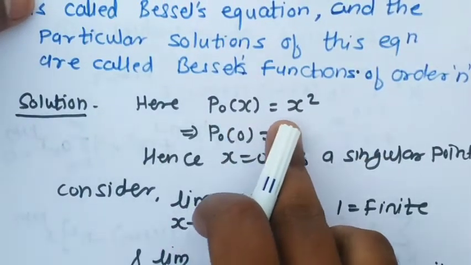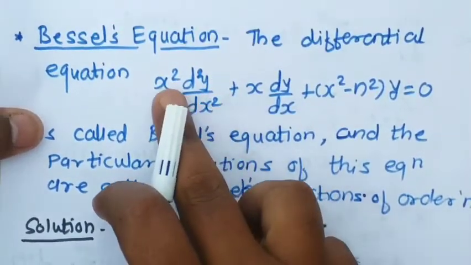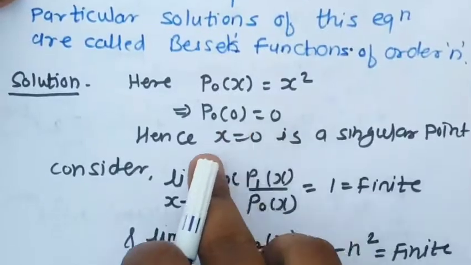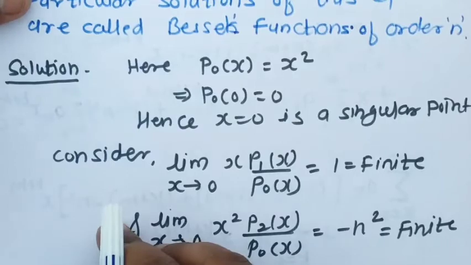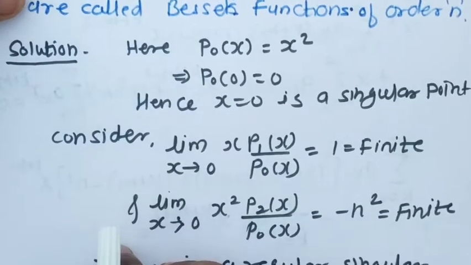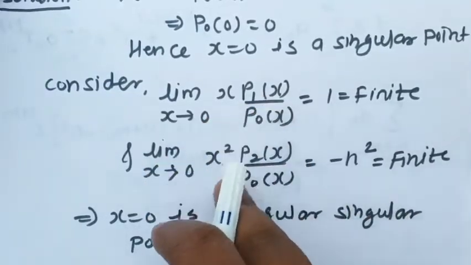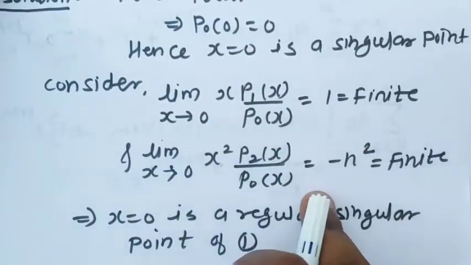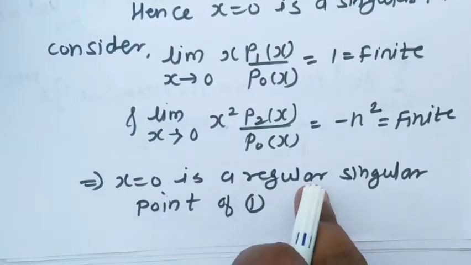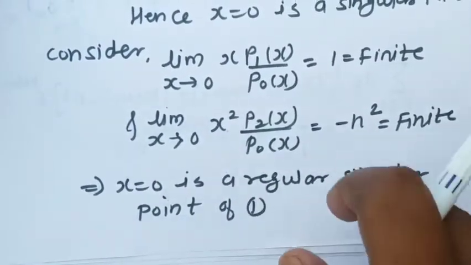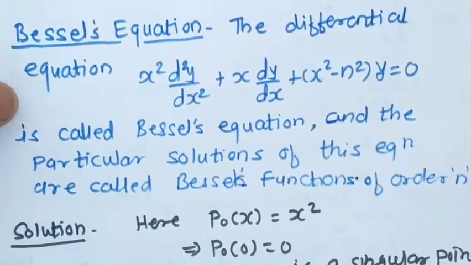Here p0 of x is the coefficient of d2y by dx square, which is x square. At 0 it is 0, therefore x equal to 0 is a singular point for this differential equation. Now we need to check whether it is a regular singular point or not. So that can be determined from the limits. If you calculate these two limits, you will get the first limit as 1, the second limit as minus n square. Both are finite. This implies x equal to 0 is a regular singular point. Okay, so we can apply here Frobenius method to solve this particular Bessel equation.